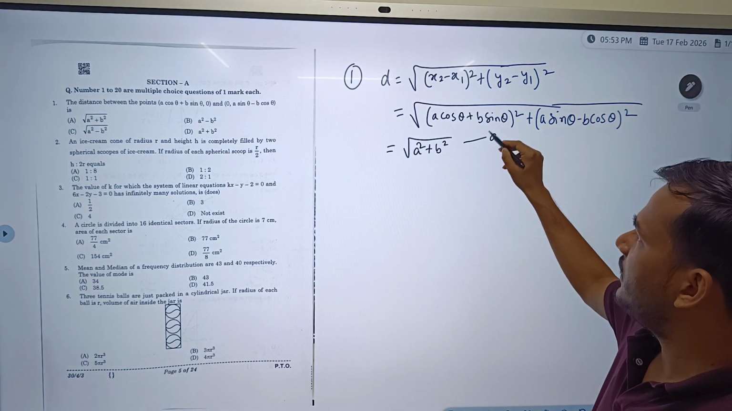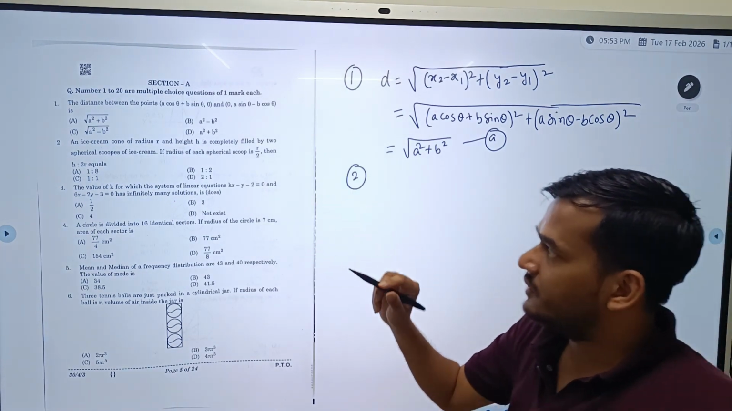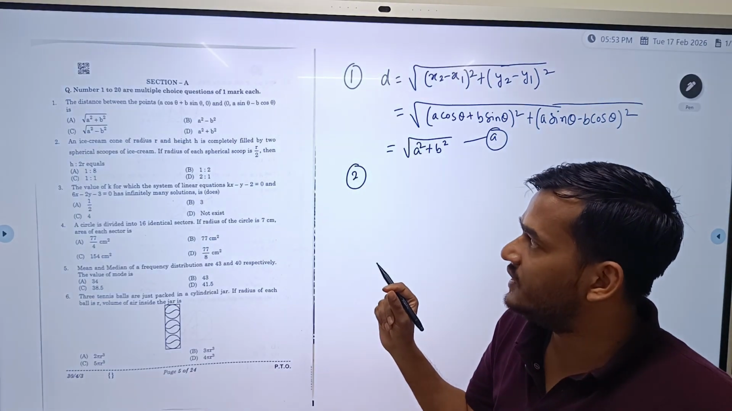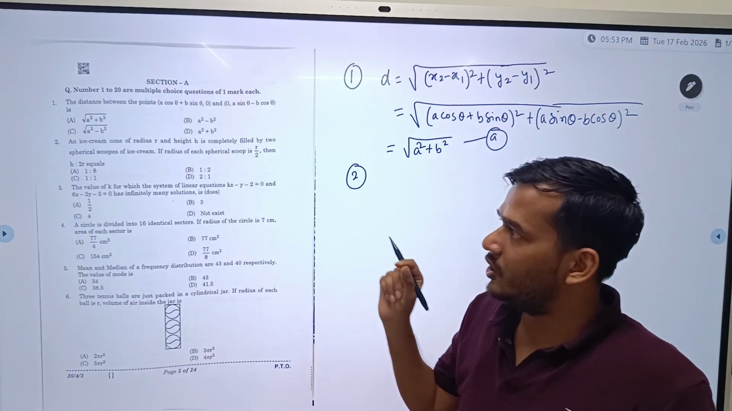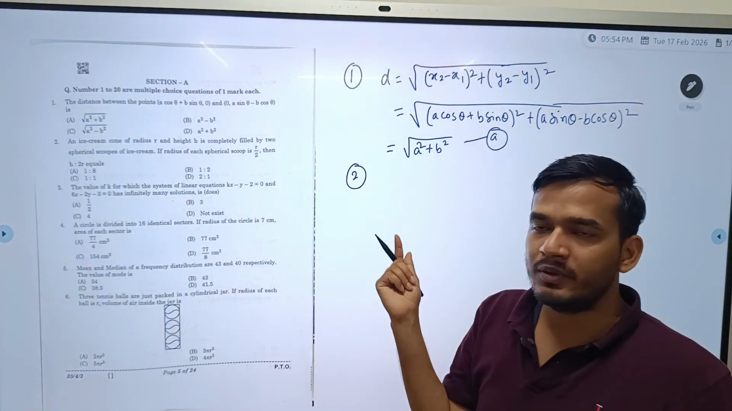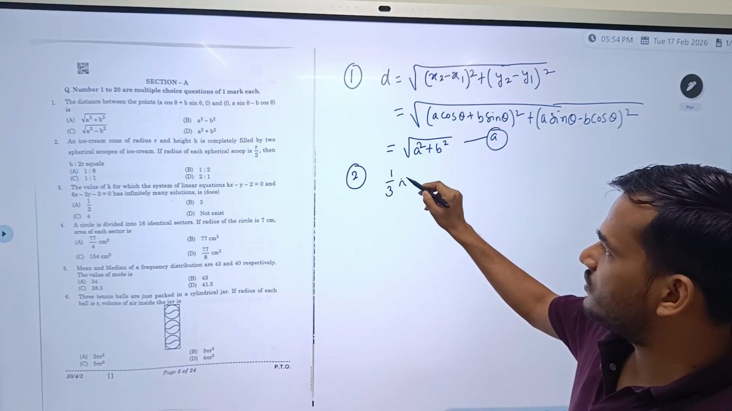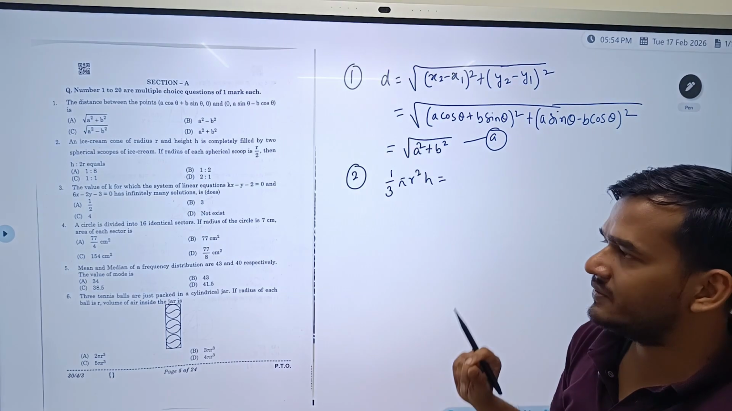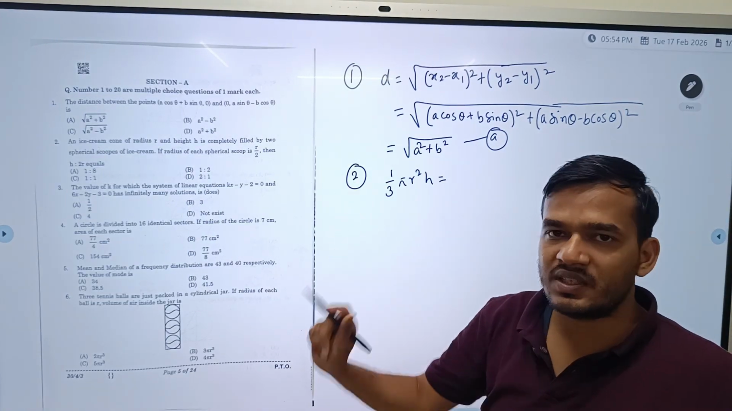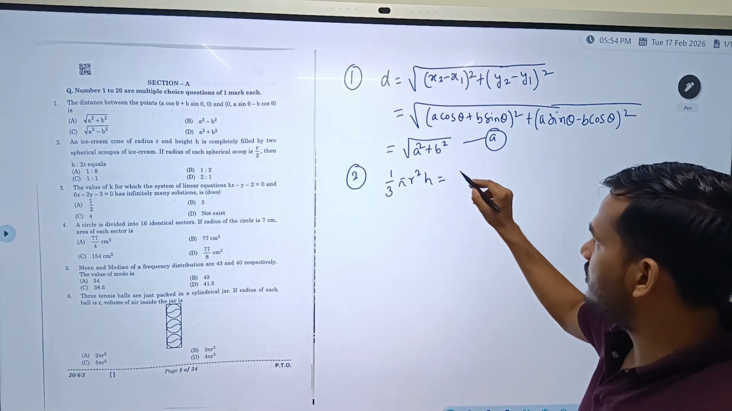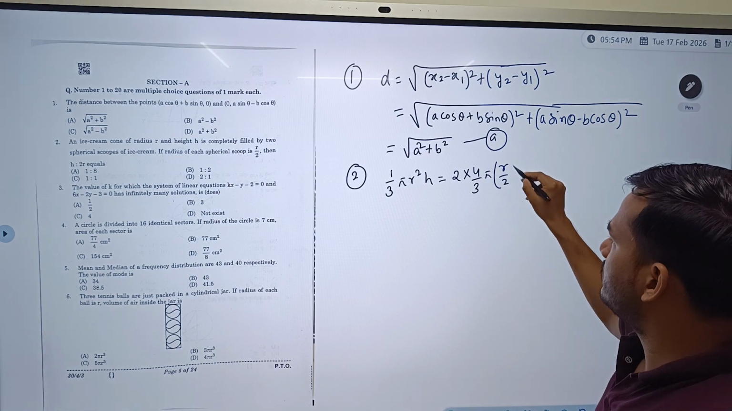That is option A. Now in the second one, see, this cone of the ice cream is filled with the help of two spherical scoops. So we can equate the volume of a cone with the volume of two spheres. The volume of the cone is 1 by 3 pi r square h and the volume of a sphere is 4 by 3 pi r cube. But in this, the radius of the sphere is given as r by 2. So in place of r, we'll write (r by 2) whole cube.